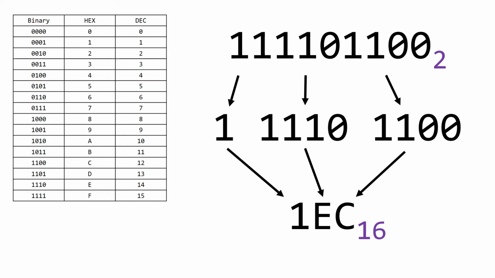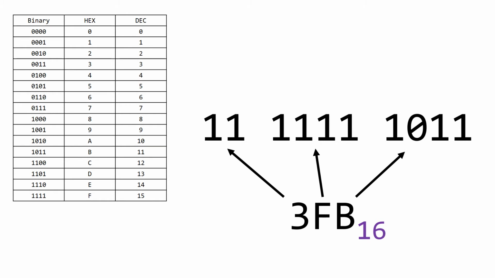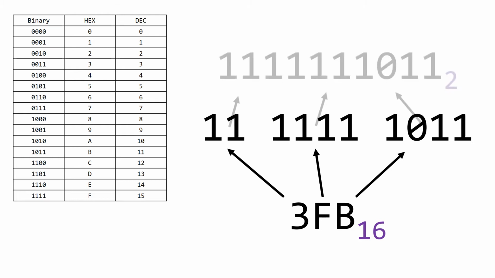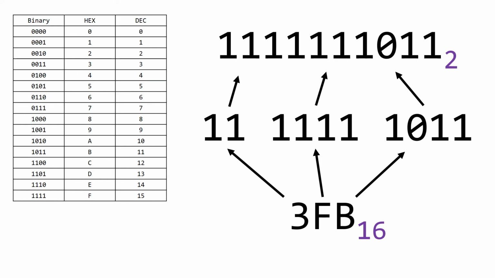To convert from hex to binary, you just reverse the process. It is good to start on the right for consistency. If we have the number 3FB in hex, B becomes 1011, F becomes 1111, and 3 becomes 0011. Reading from left to right, we see that 3FB in hex becomes 1111111011 in binary.